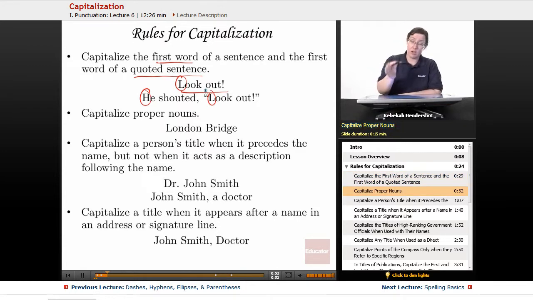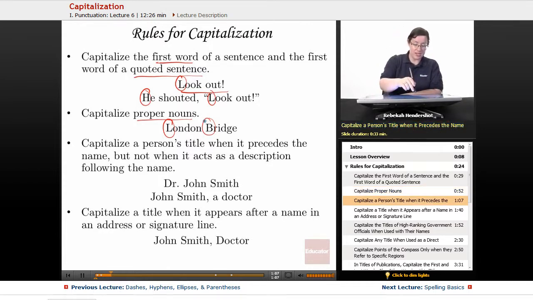Not too hard. You also capitalize proper nouns, as you would have found in our lesson on proper nouns in the basic grammar course. So when we're talking about London Bridge, there's only one London Bridge in all the world, so you capitalize L and B in London Bridge.